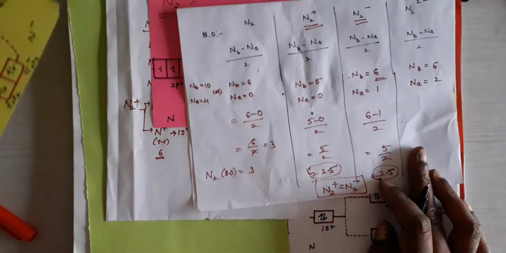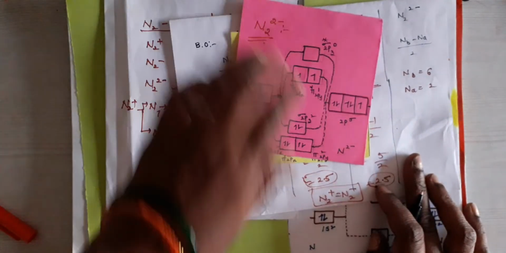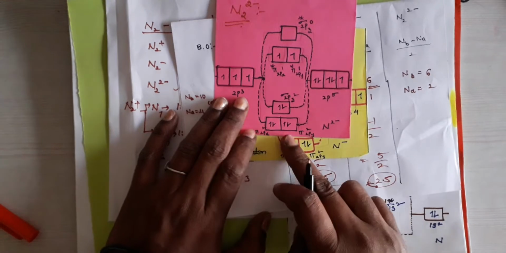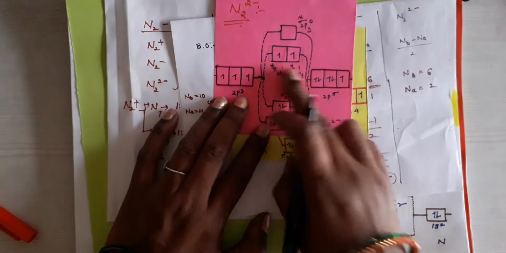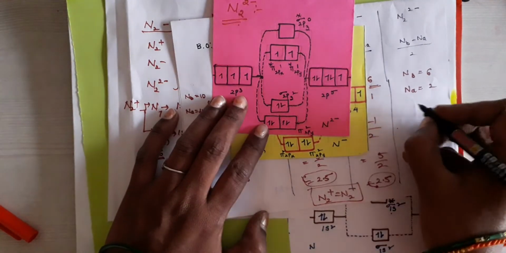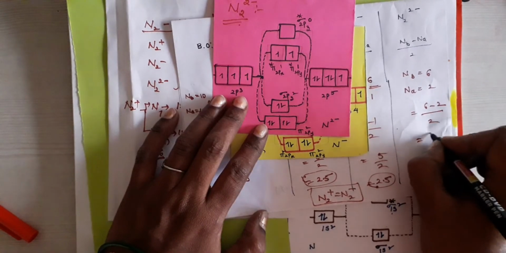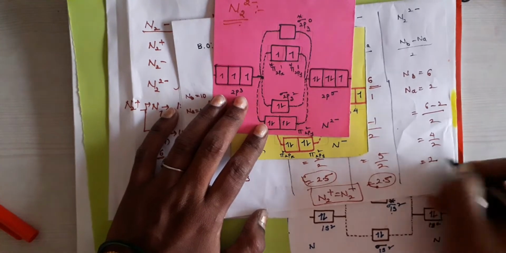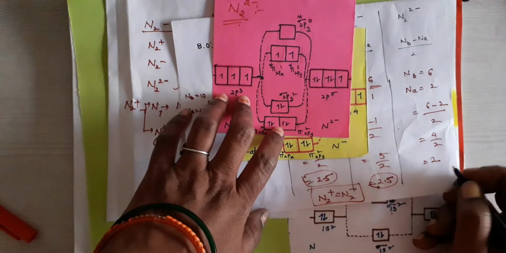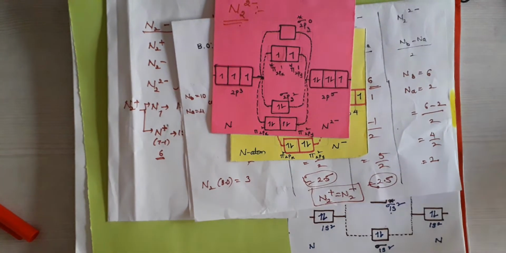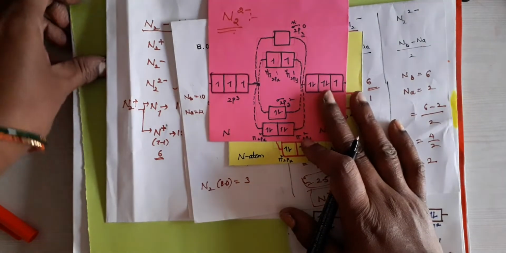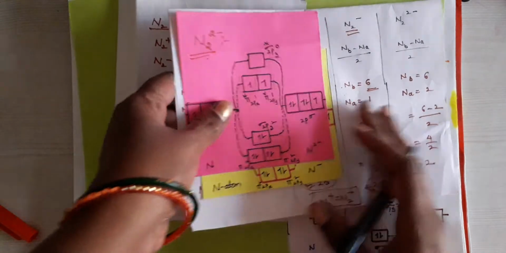Next, the N2 2 minus ion. See here, bonding side 6 electrons, anti-bonding side 2 electrons. Directly here I wrote it. So bonding 6 minus anti-bonding 2 by 2, here 4 by 2, nothing but 2. The bond order is 2.